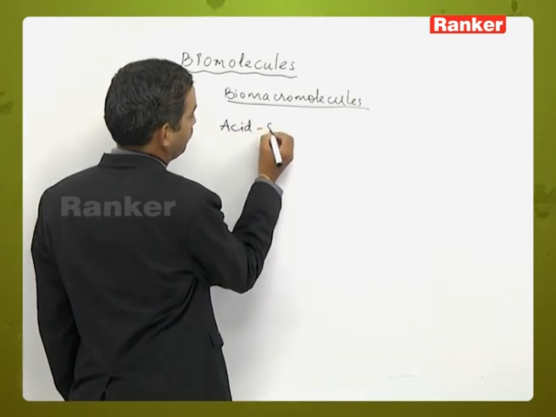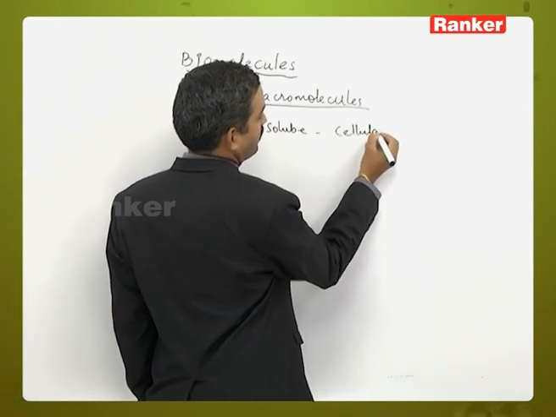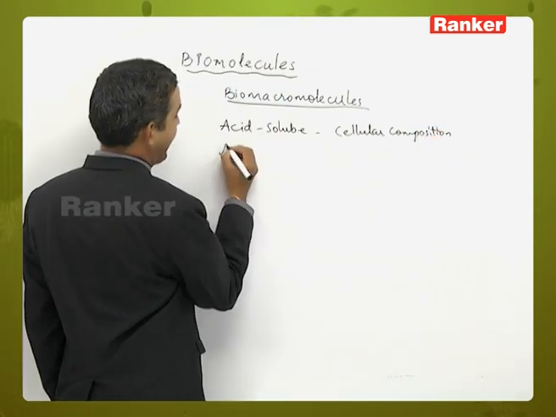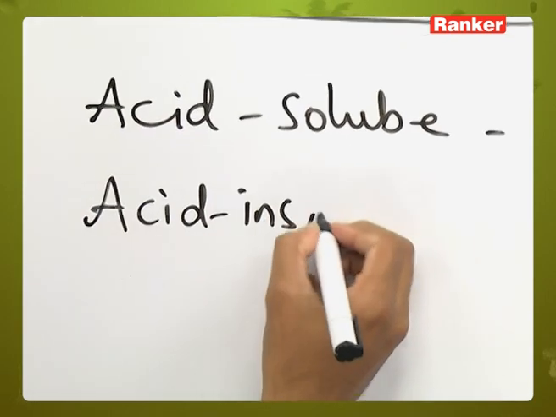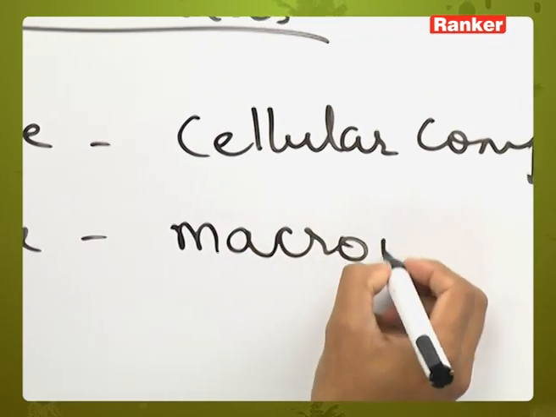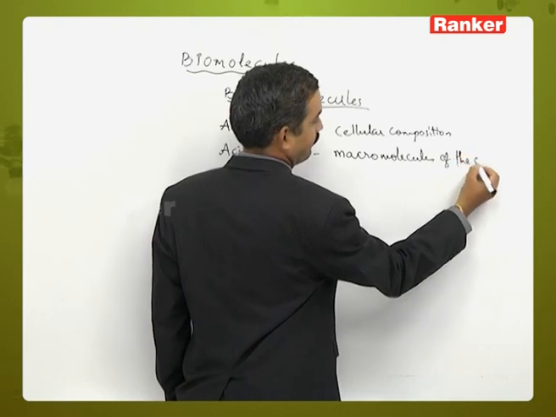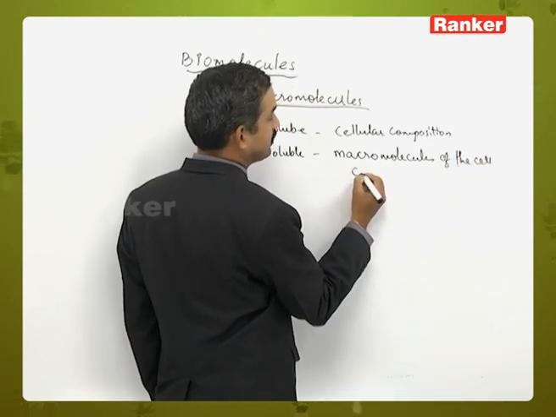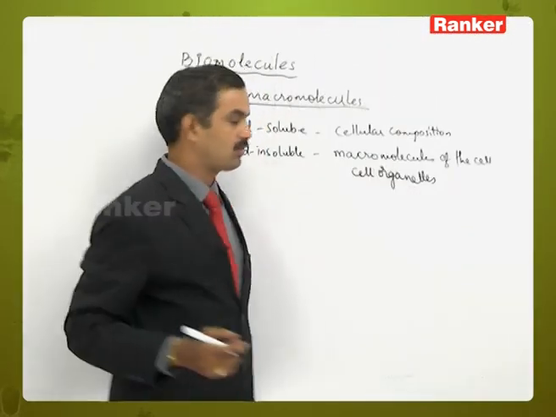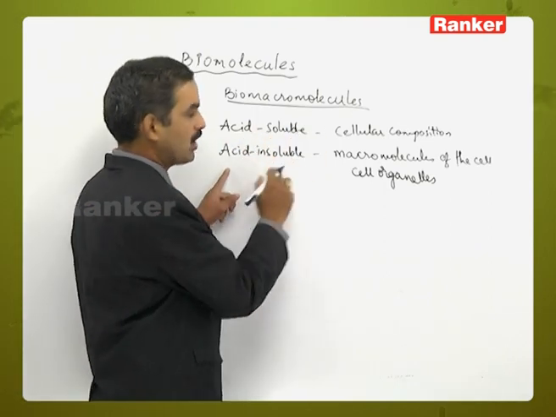Acid soluble fraction contains the cellular composition, while the acid insoluble fraction contains the macromolecules of the cell along with the cell organelles. So likewise, whatever the components of the cell are, they can be differentiated into acid soluble and acid insoluble fractions.